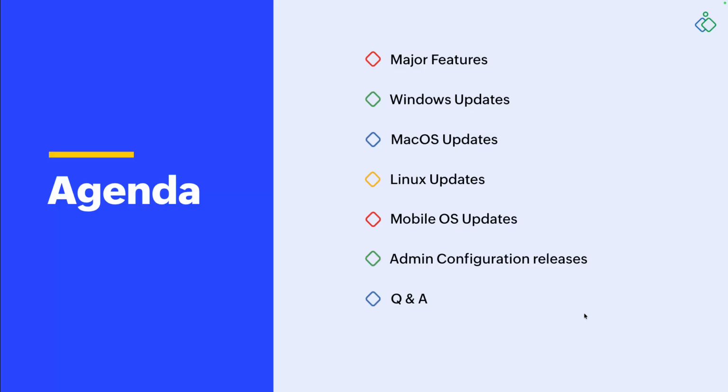Next, we'll dive into OS specific updates starting with Windows, macOS, and Linux, where we look at all the different features that we've released specific to these operating systems. We've also got a few updates that were rolled out for mobile operating systems such as Android and iOS devices. And as always, we've always got a few changes or upgrades that are always ready for our admins to be able to easily manage and take care of their organizations.